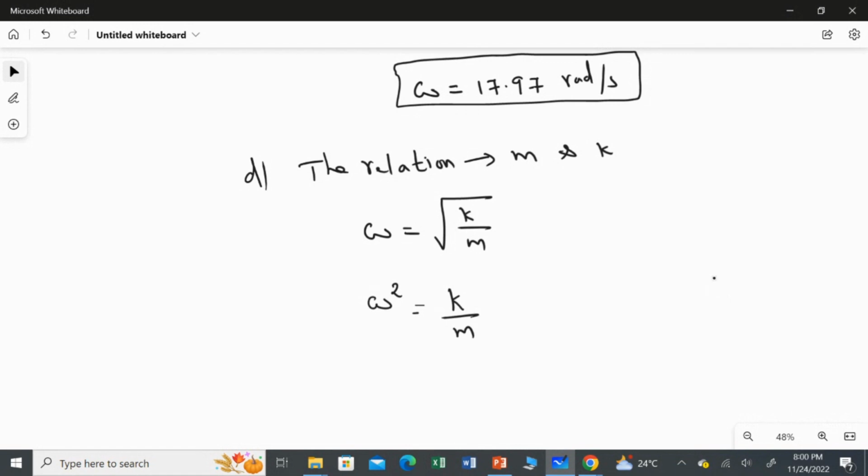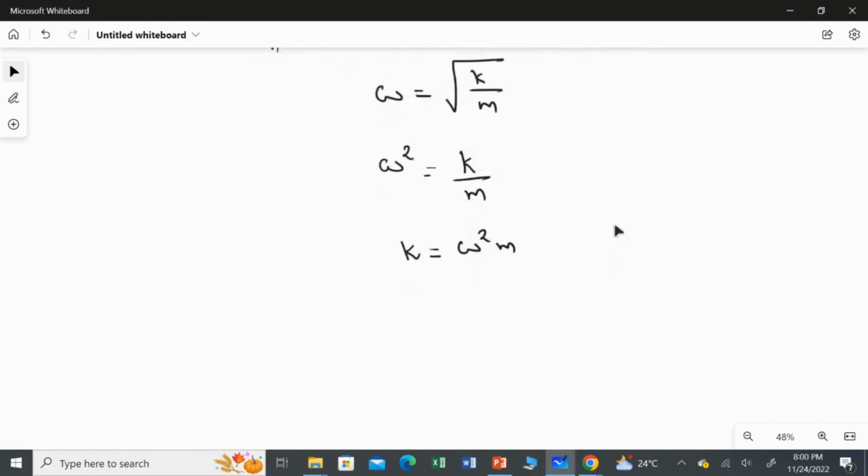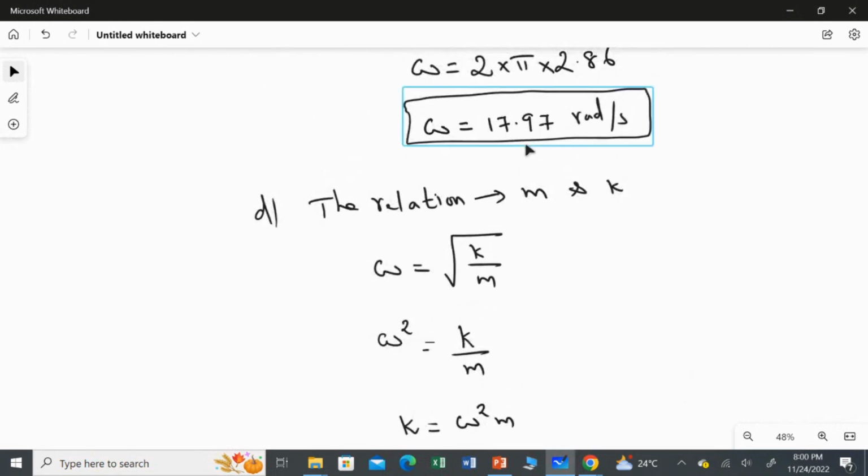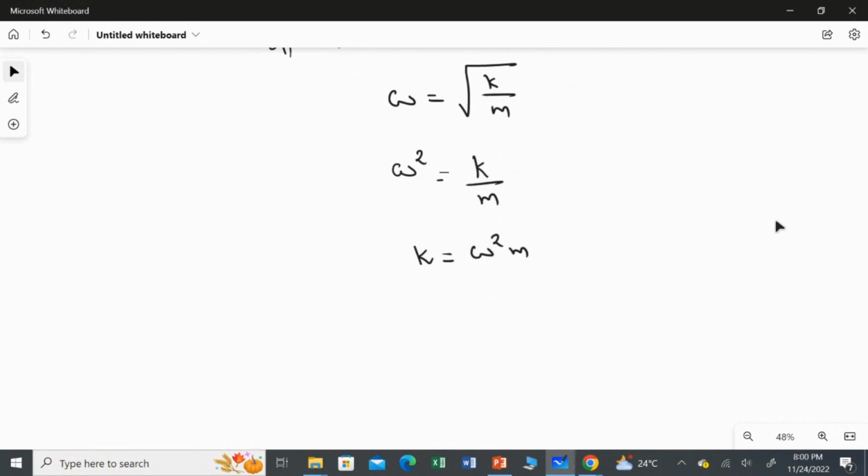Am I right? Where k is the spring constant, m is the mass, and omega is the angular frequency. Now I am going to rearrange this equation. Therefore, the spring constant k is equal to omega squared multiplied by the mass. The mass is already mentioned in the question as 0.5 kilogram, and omega we already found in the previous part. What is the value of omega? It is 17.97. So I am going to substitute the value here.